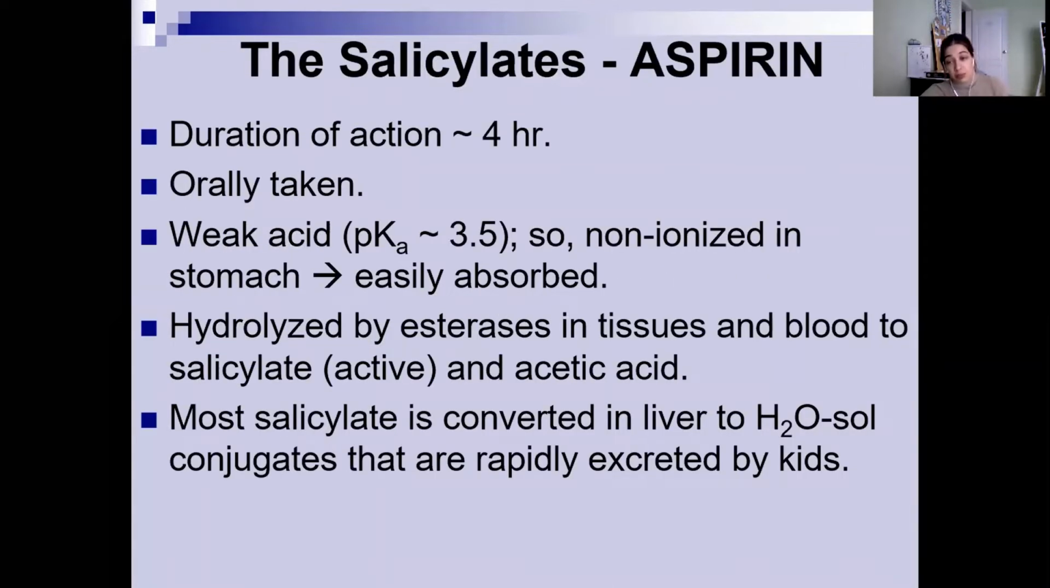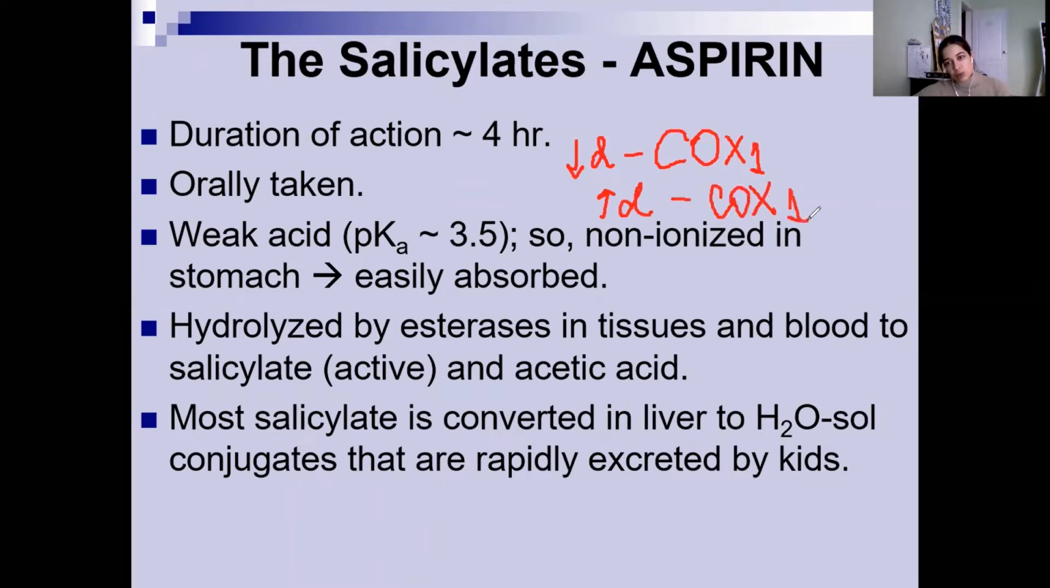The salicylates: aspirin. Aspirin is one very special drug. Why is it special? Because in low doses, aspirin has more affinity to inhibit cyclooxygenase of the first type, cyclooxygenase 1. And in higher doses, it inhibits both cyclooxygenase 1 and 2. So this is very special. Not all the drugs can do that.